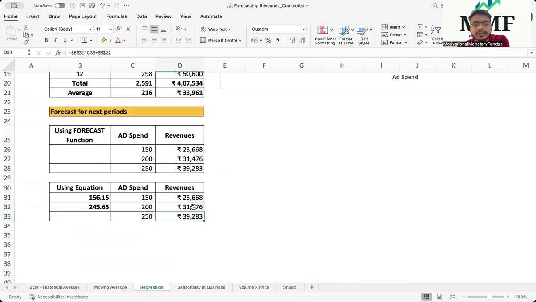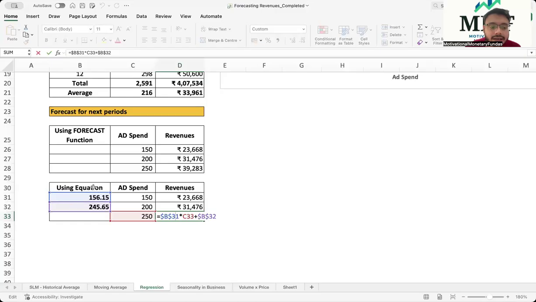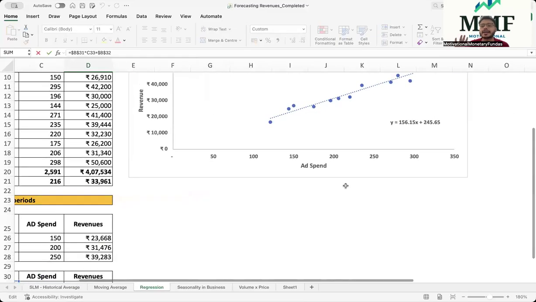I got the answer as 31,476, which matches with this. Again with 250, right? So 250 into 156.15 plus 245.65. Where these two numbers came from, you need not worry about. Your Excel has given you this automatically. You need to work smartly. In real life you do not use pen and paper to calculate stuff.